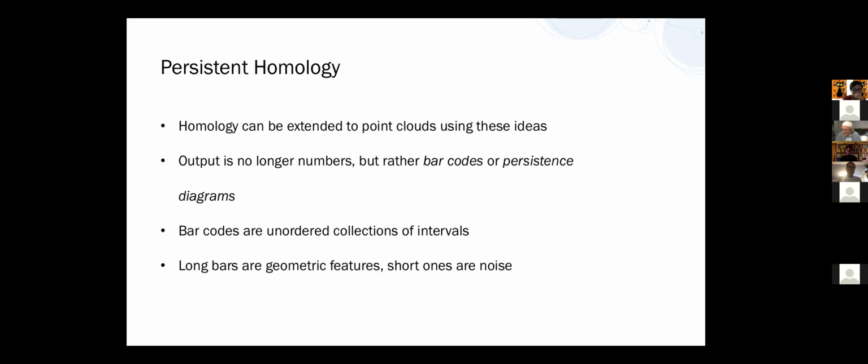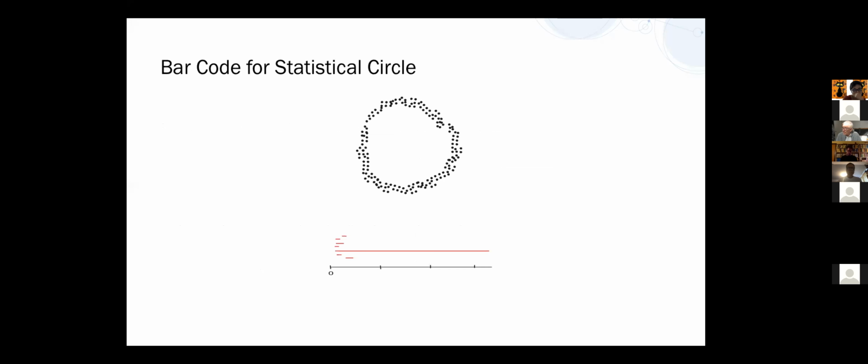Long bars are to be thought of as geometric features and short ones are noise. So in this case of the statistical circle here, if I take what I would call a Betti 1 barcode, it might look like this, where you see the long feature, the long line, which is the signal for the presence of a loop. And then the short ones are coming from the more noisy stuff that I get as I start connecting points.